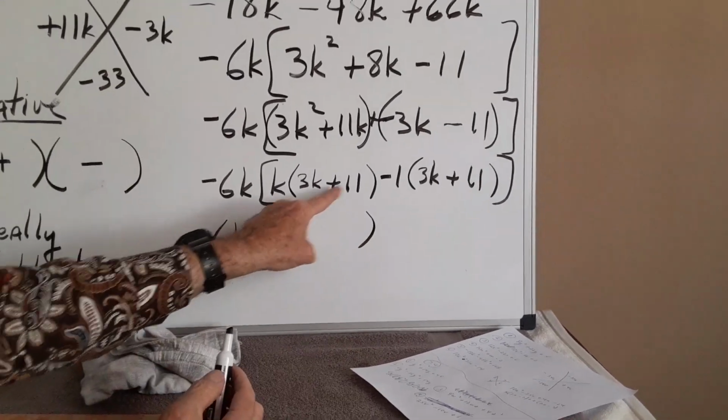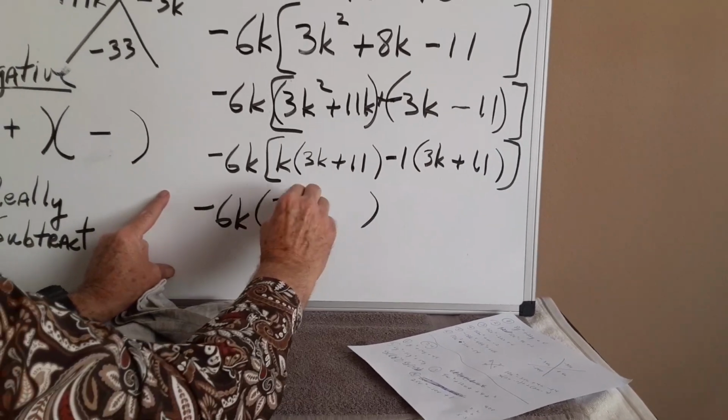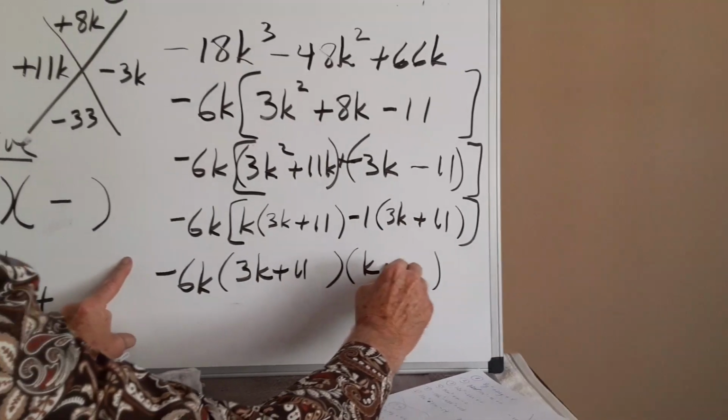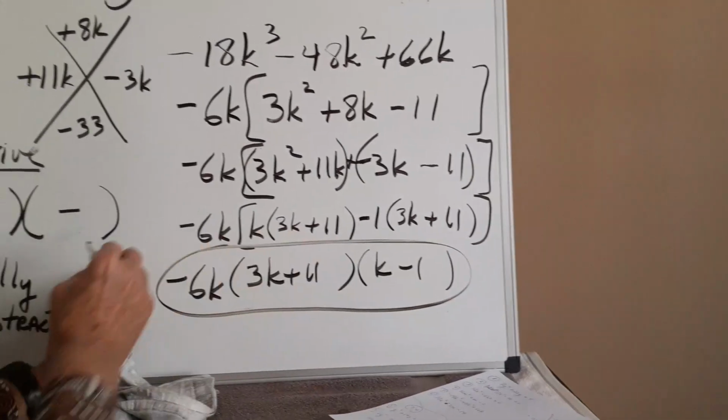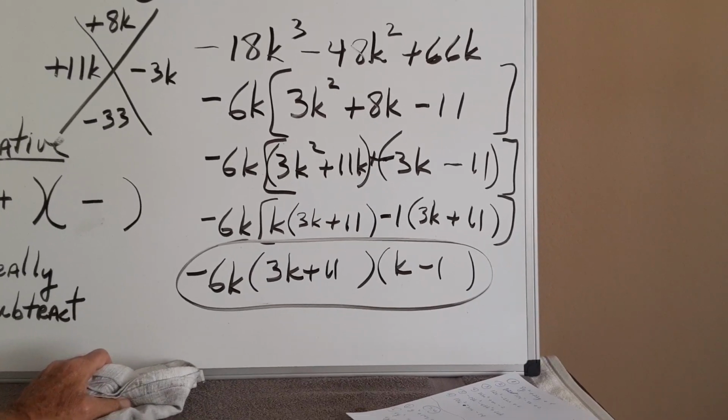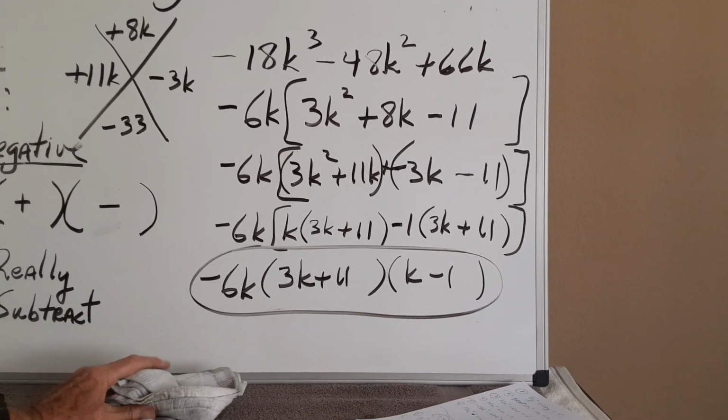Bring in that common binomial factor of 3k plus 11 and pick up the turkey and the gravy, and you've got the completed factorization.